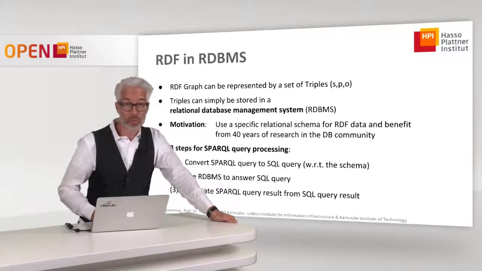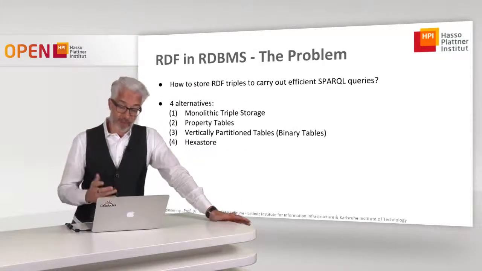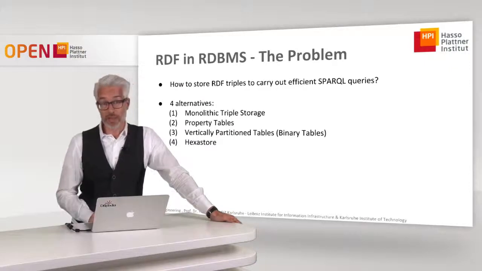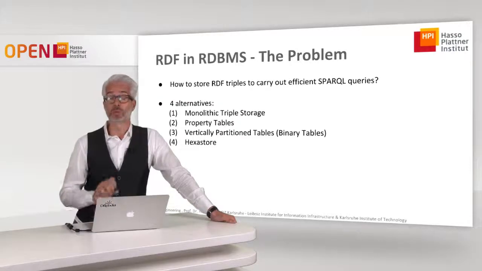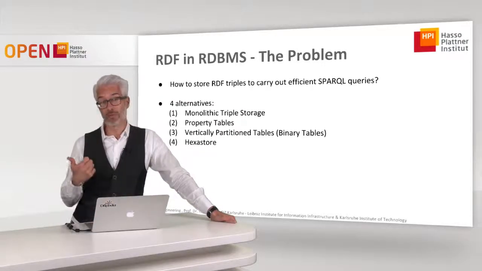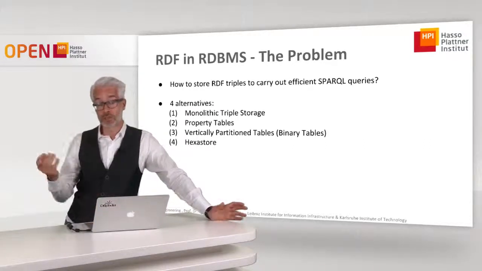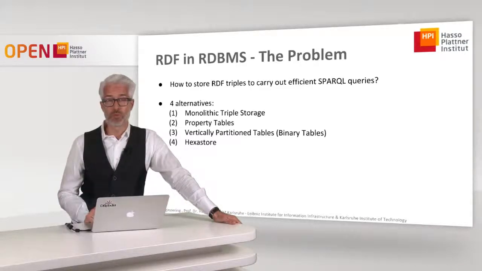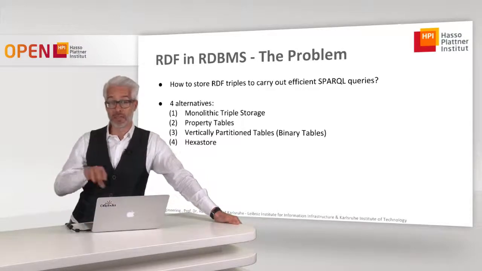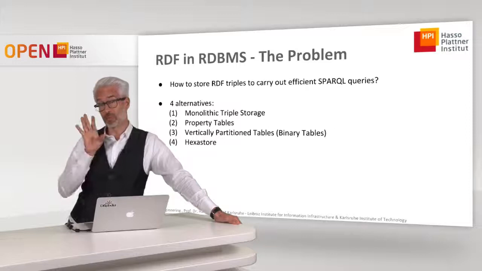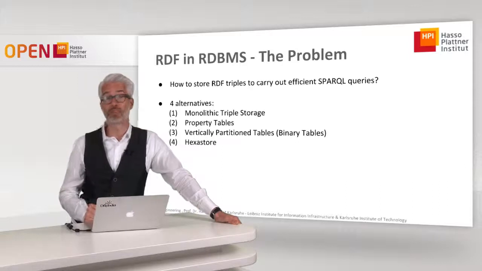But what do I have to consider if I simply do this? There are of course alternatives for how I can store triples in a relational database management system, and we want to talk about 4 alternatives here. First of all, using monolithic triple storage tables, which means I have one huge table, subject, property, and object. And we want to compare this with the option of so-called property tables, where I make clusters of several properties and put them into one table of subjects which have the same properties. So these would be property tables.